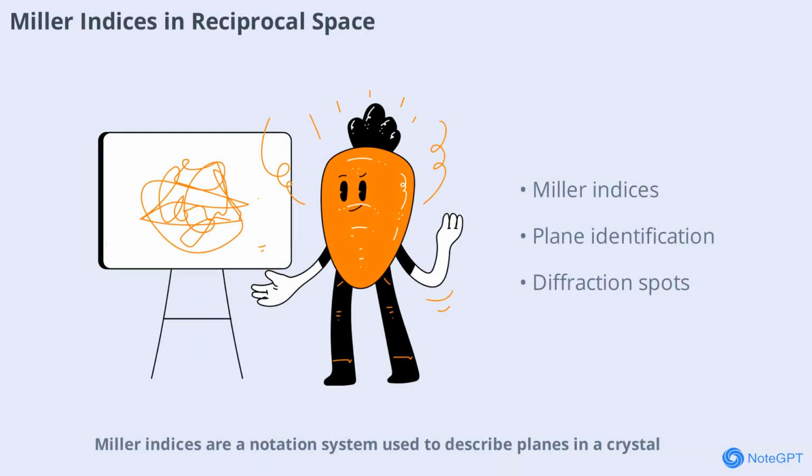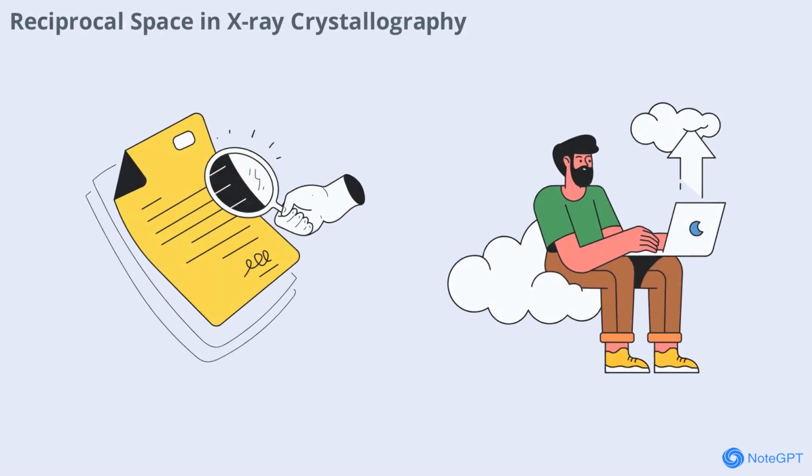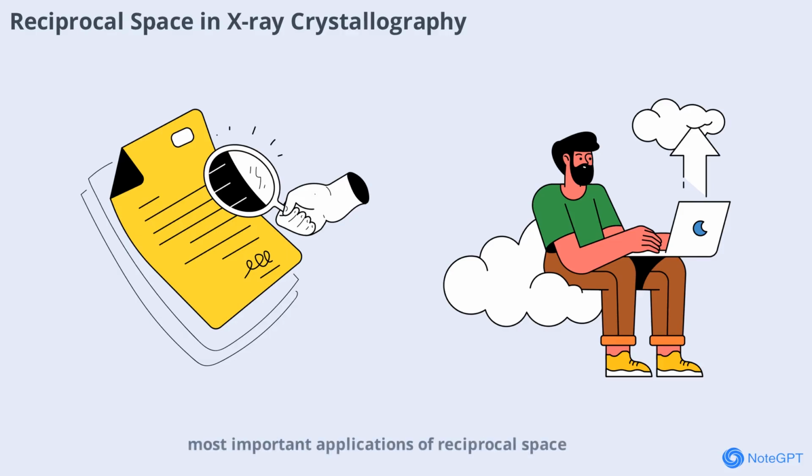Miller indices are a notation system used to describe planes in a crystal. In reciprocal space, these indices correspond to points in the reciprocal lattice. This connection makes it easier to relate experimental diffraction data to the actual structure of the crystal. By understanding Miller indices, scientists can quickly identify which planes are responsible for specific diffraction spots and gain deeper insights into material properties.